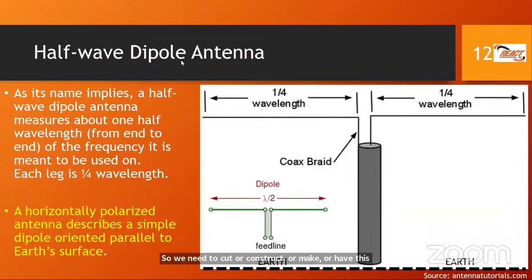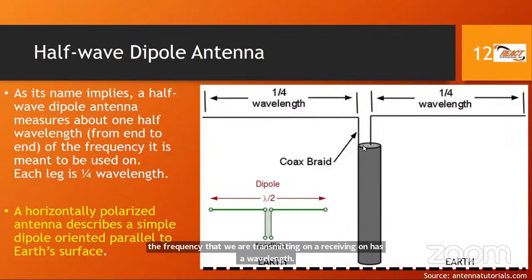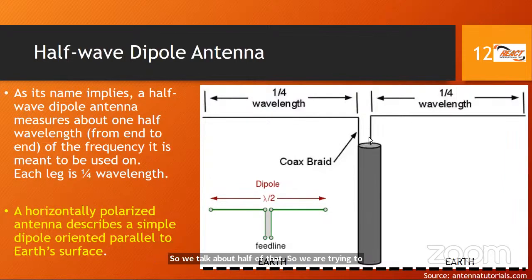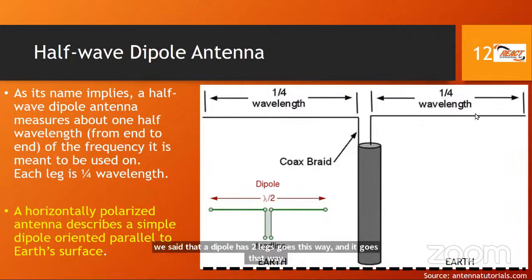Now, we call this a half-wave dipole, as we have been calling it for the last couple of slides. But notice something about the half-wave dipole. When we say half-wave, we are really saying half wavelength. The frequency that we are transmitting on or receiving on has a wavelength, and we're talking about half of that. So we are trying to construct an antenna that is half of the entire wavelength of the frequency that we want to use. But we said that a dipole has two legs. It goes this way and then it goes that way. How do we measure what each leg needs to be?